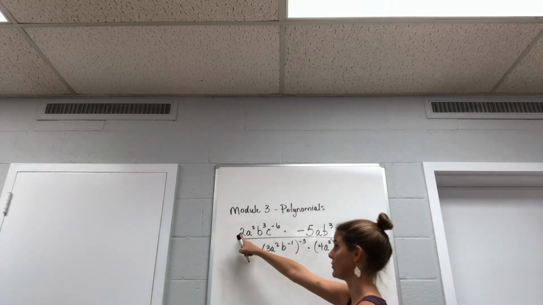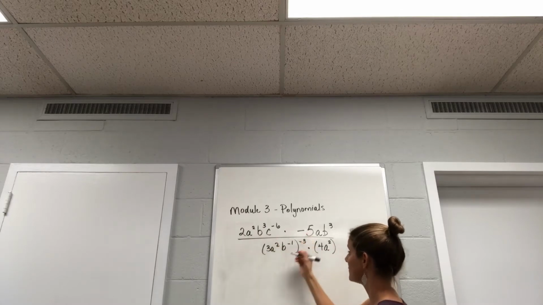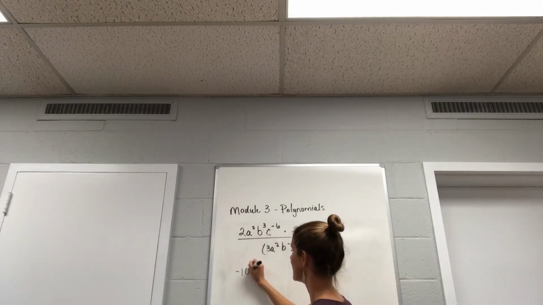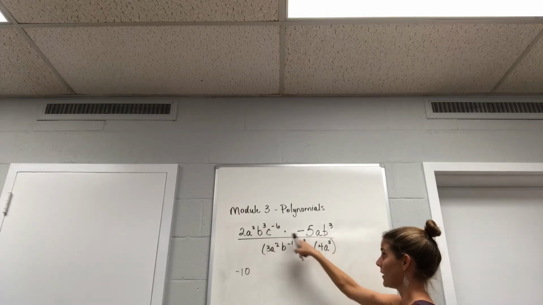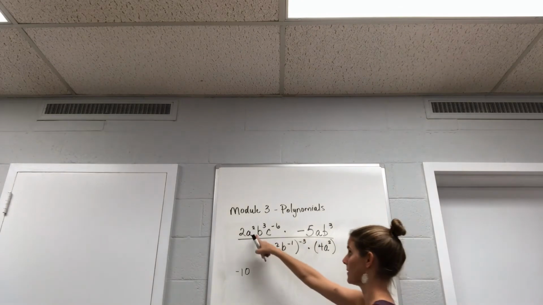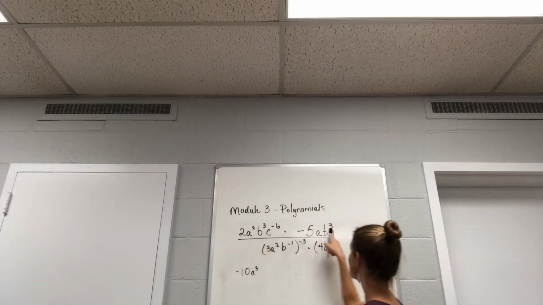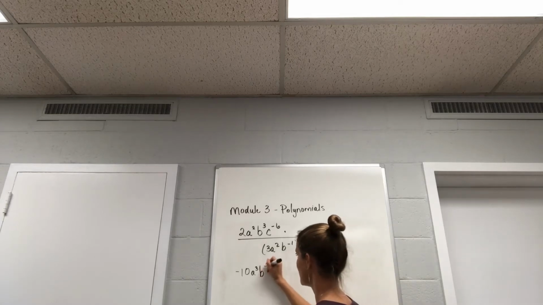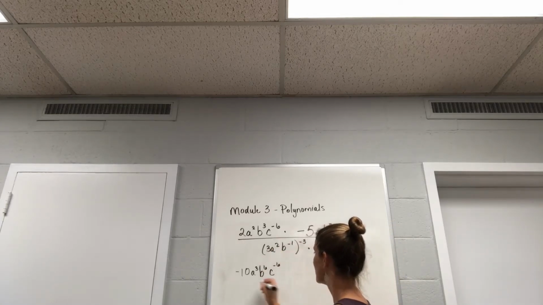So I'm actually going to go ahead and do that in this numerator. I'm going to simplify this as much as I can. I'm going to take 2 times negative 5, which is negative 10. A squared times an a. Notice again, this is multiplication all the way across. So this is just the product rule where we add those exponents. So a squared times a would be a cubed. B cubed times b cubed, add the exponents, we get b to the 6th. And then I have this c to the negative 6 that I'll just leave right there because there is no other c.